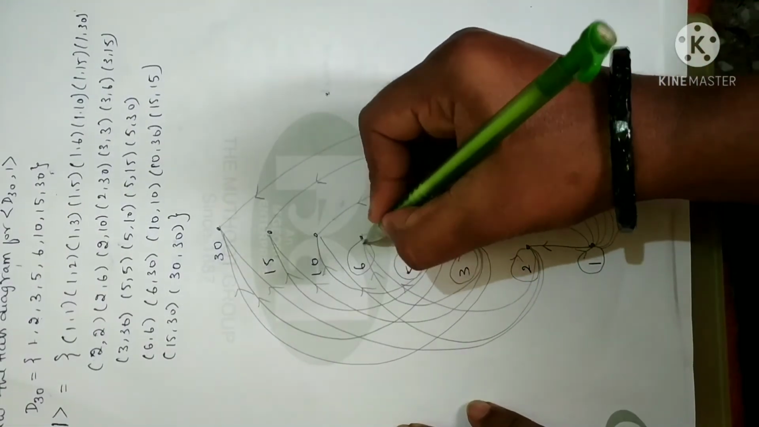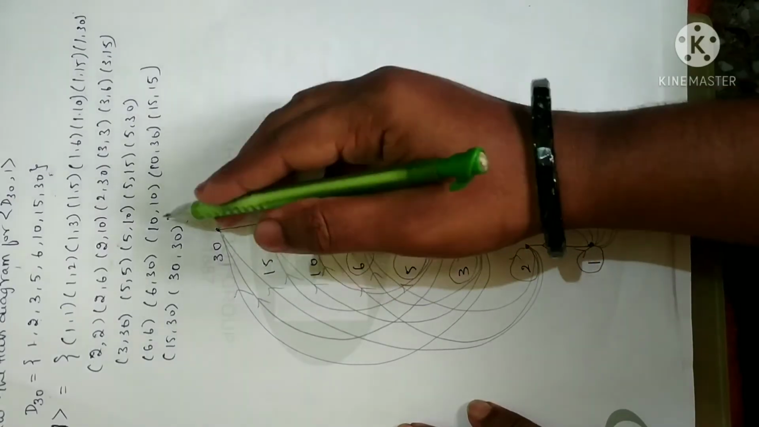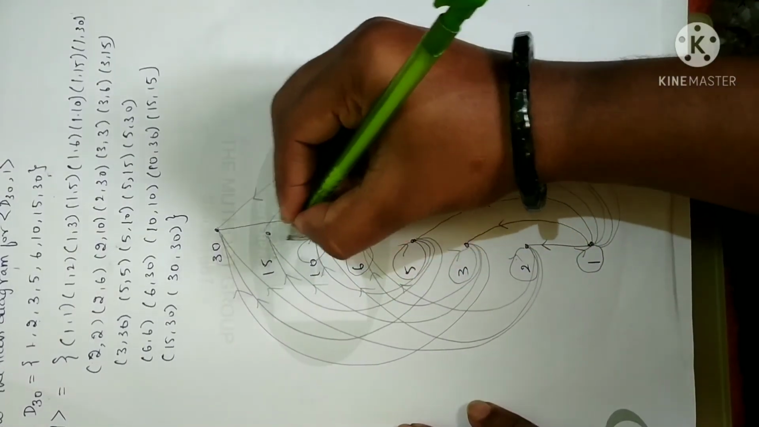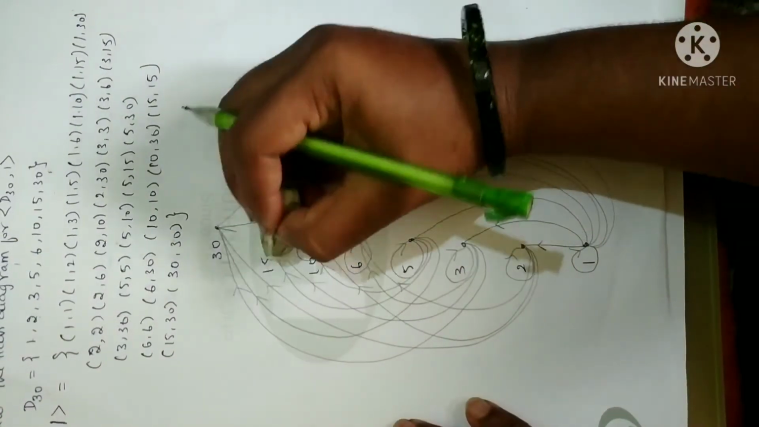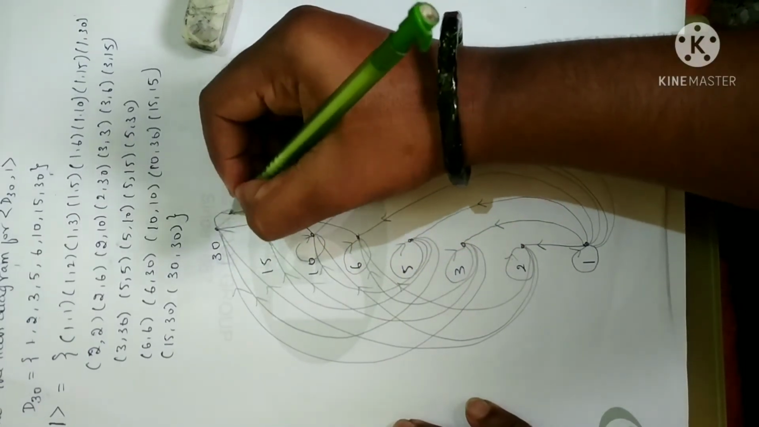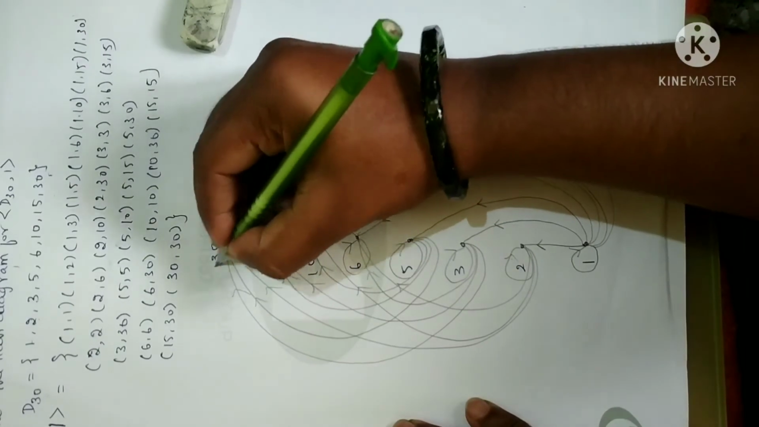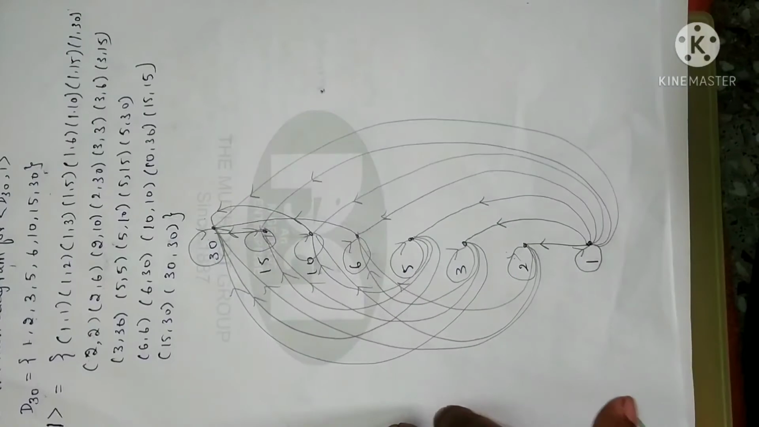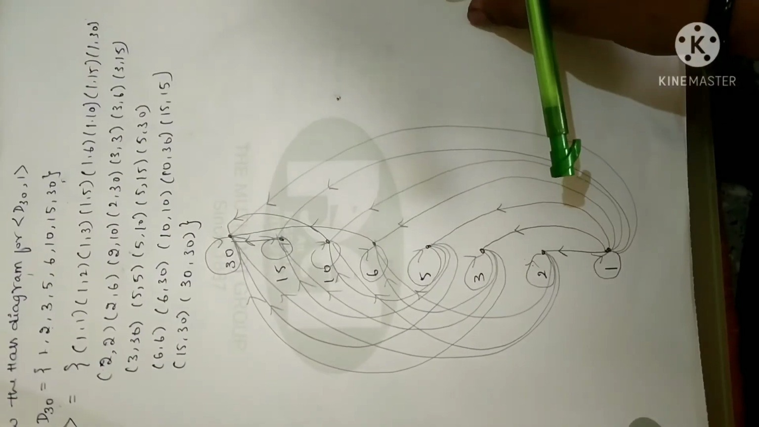So 6 to 6. Next 6 to 30. Next 10 to 10. Next 10 to 30. I'm sorry, I cannot draw a direct arrow, right? So 10 to 30, let me draw 10 to 30. Next 15 to 15. Next 15 to 30. 30 to 30. So this is the required digraph. It is looking complicated, but you have to make it simple. So let me do that.